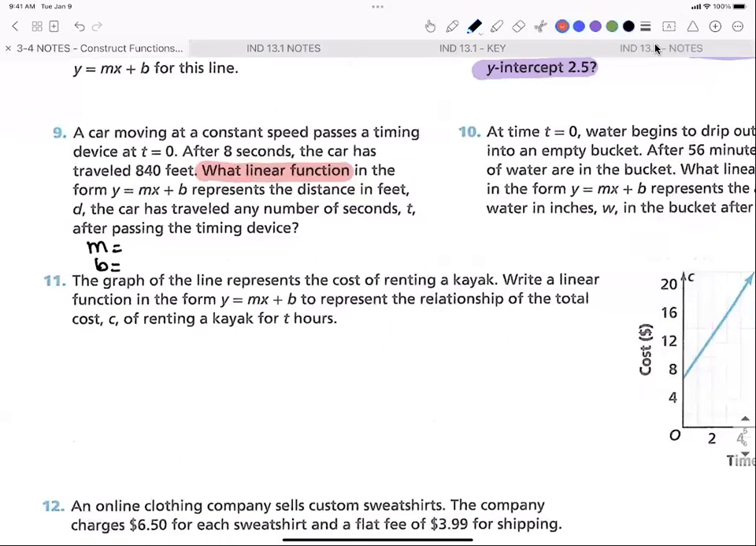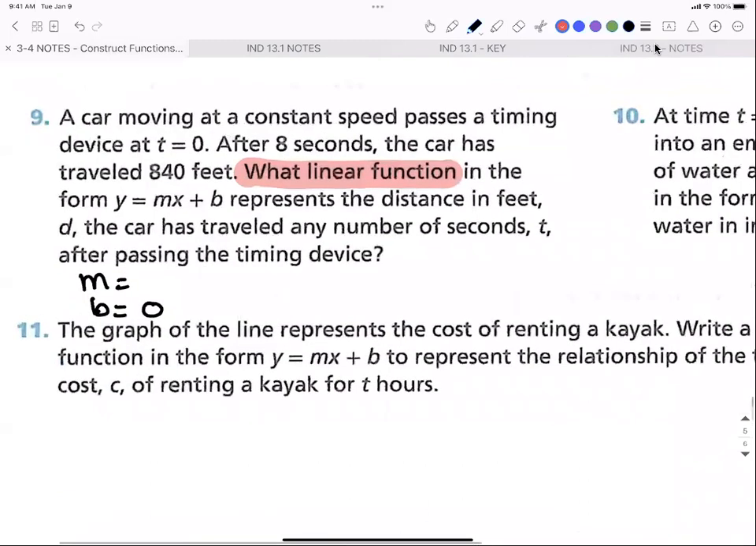The car is moving at a constant speed. Nope. It tells you at t equals 0. It tells you that it sprouts out from that origin. So it gives you the b in that first sentence. What gave it away was t equals 0. That tells me that we start at the origin. Okay.